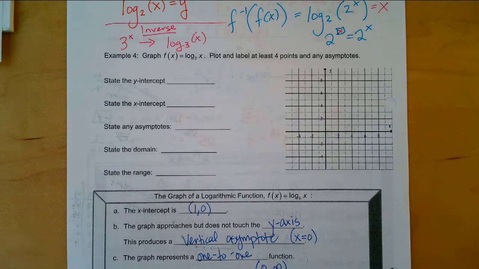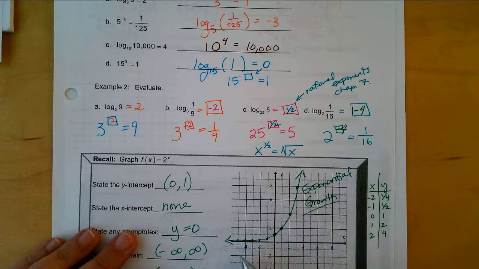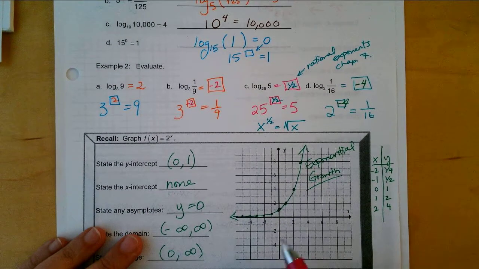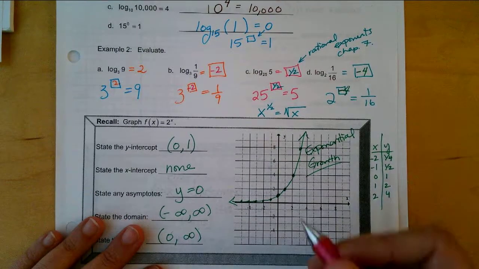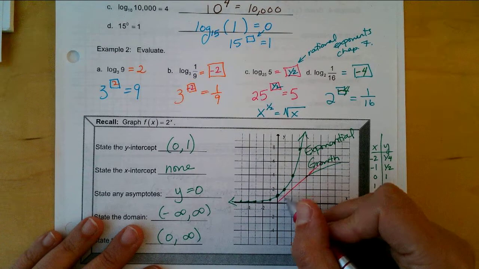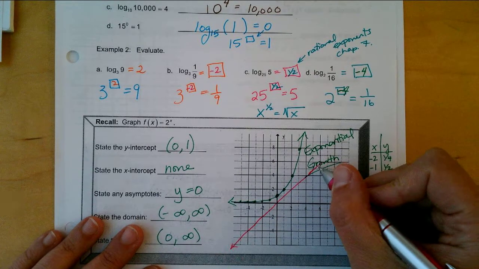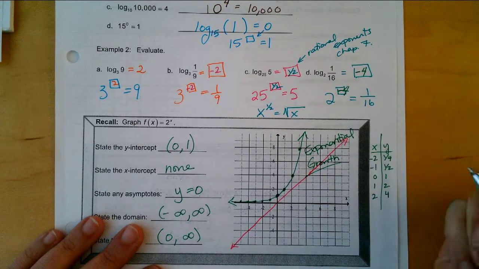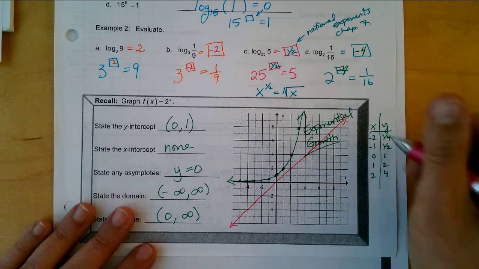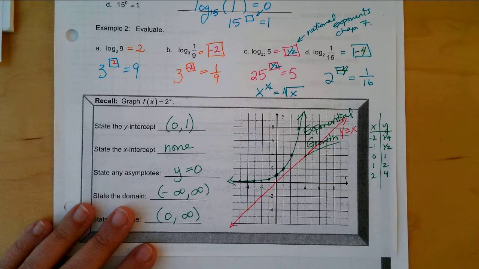Okay, so we can graph the logarithm. Now, looking back at 2 to the x, what did we say inverses are symmetrical around? What line? Remember? What's this line right here? I'm trying to draw it really accurately. Can anyone tell me the equation of that line? Y equals x. What's the slope? 1. What's the y-intercept? 0.